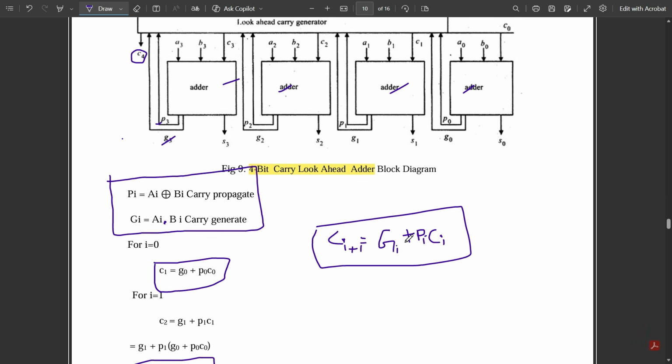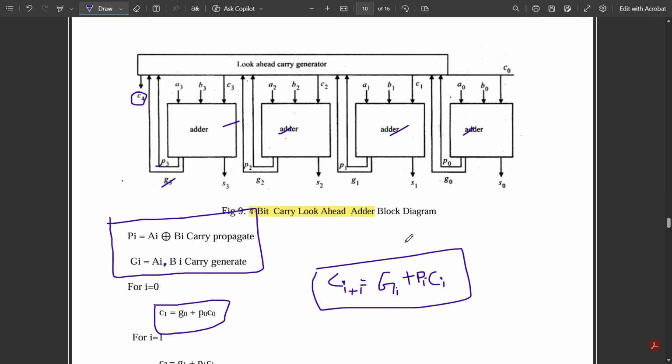Okay, hope this is clear. This is very important, guys. Please go through it. Generator and propagators you need to know, so that you will completely understand this carry look ahead adder block diagram. Okay, so please go through it, guys.